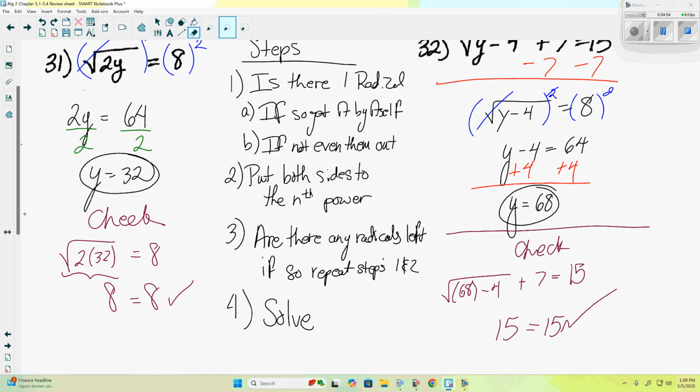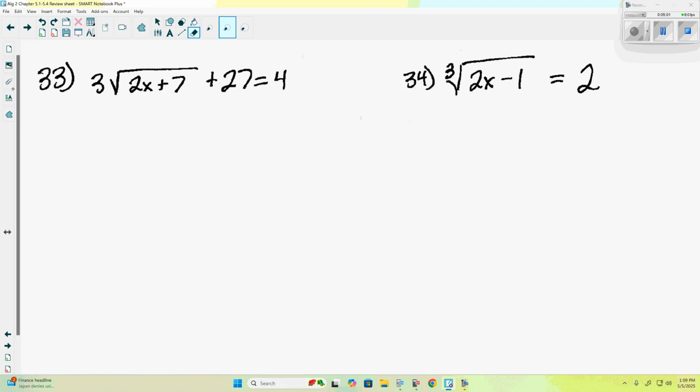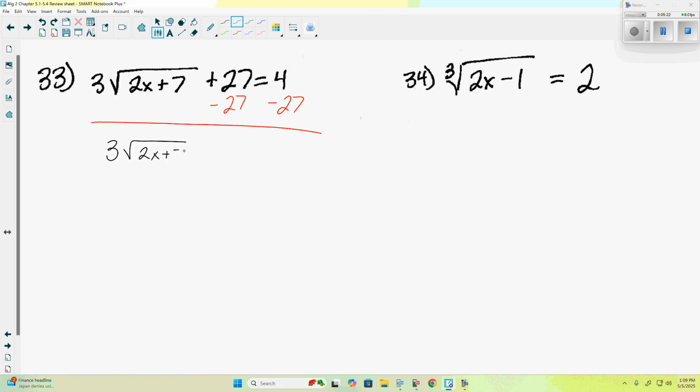Questions on this so far? We can look at 33 next. Is there one radical? Yeah. So we need to get it by itself. What can we do first? We can subtract 27, telling us 3 times the square root of 2x plus 7 is equal to negative 23.